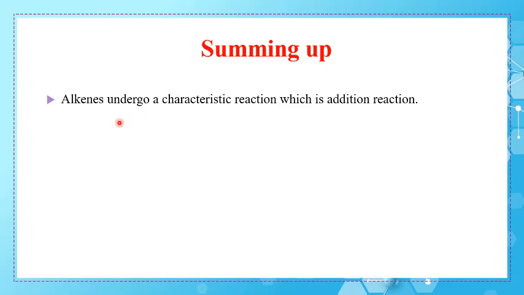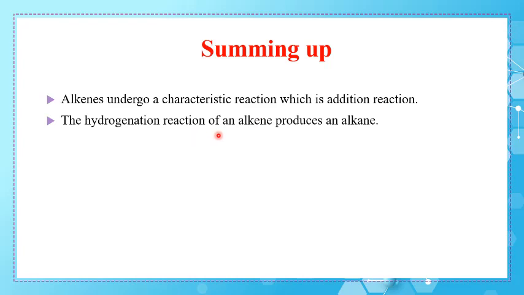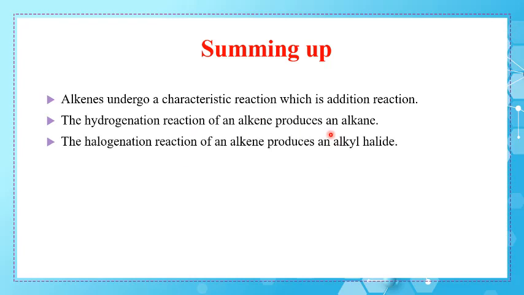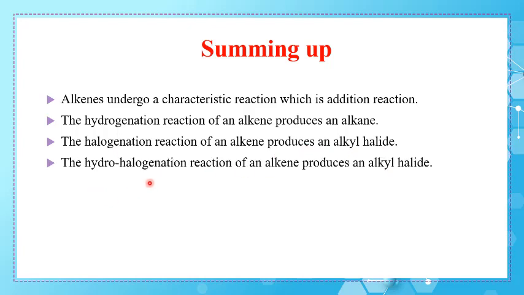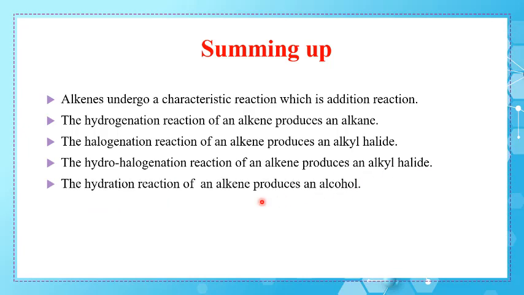Summary: the alkenes undergo a characteristic reaction, which is addition reaction. The hydrogenation reaction of an alkene produces an alkane. The halogenation reaction of an alkene produces an alkyl halide. The hydrohalogenation reaction of an alkene produces an alkyl halide. The hydration reaction of an alkene produces an alcohol.